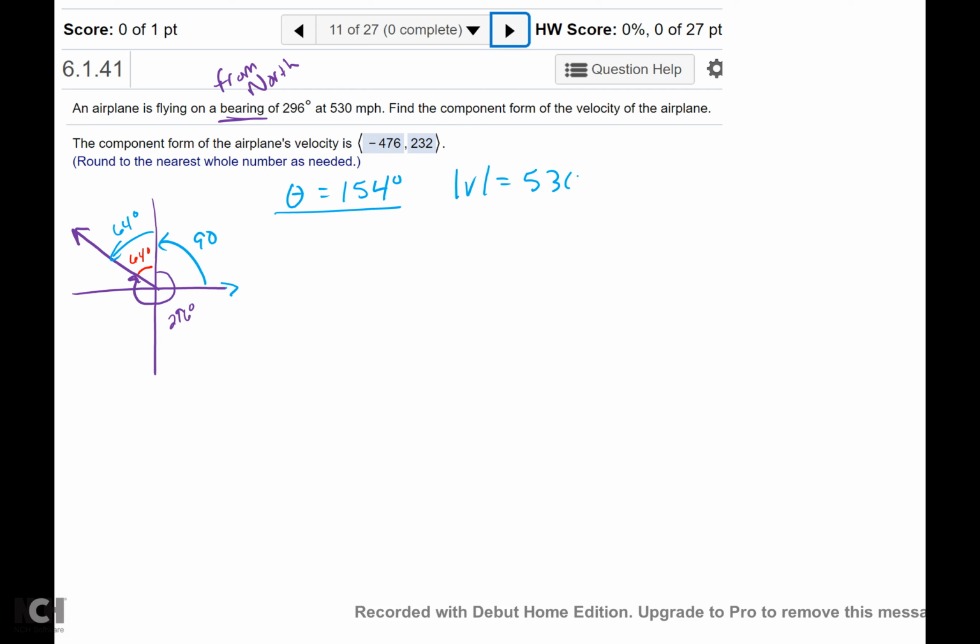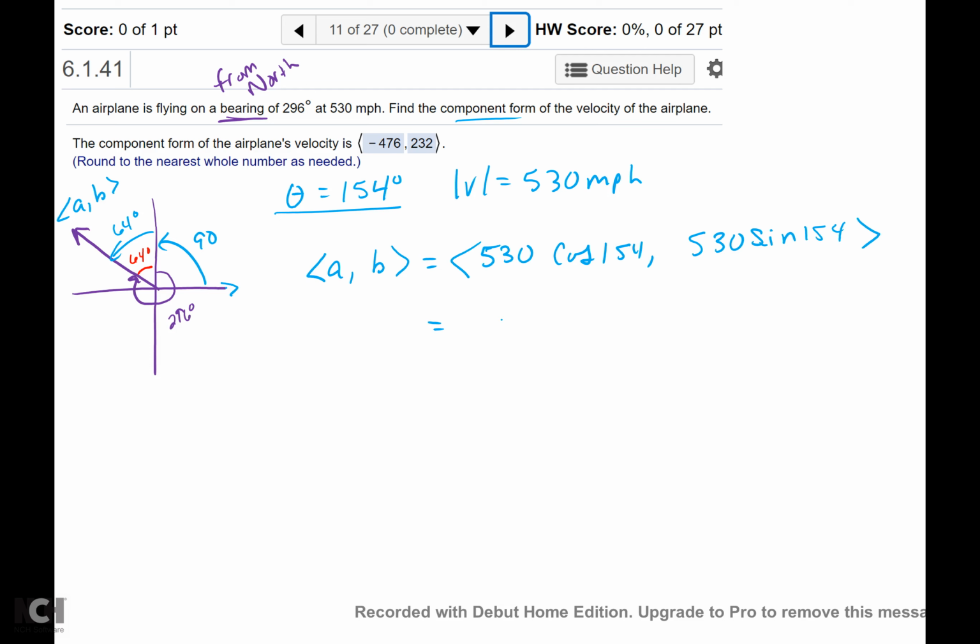and I know the magnitude of my vector is 530 miles per hour, I can set up my, again, they want me to find the component form of the velocity, so they're looking for those coordinates, which are going to be the magnitude of v, which we know is 530 miles an hour, times cosine of 154, and 530 times sine 154.